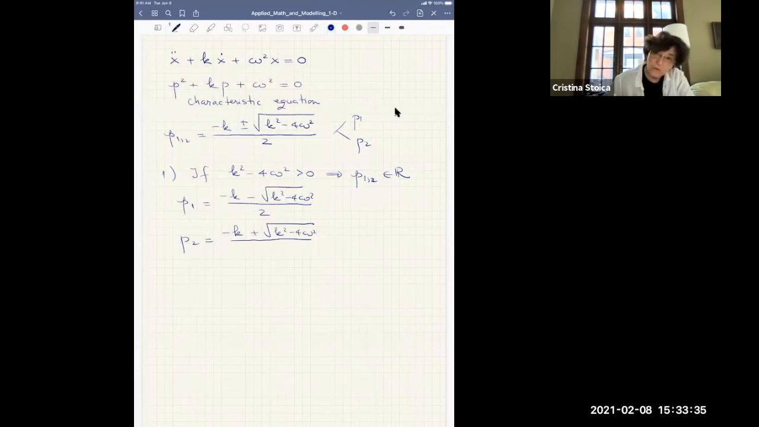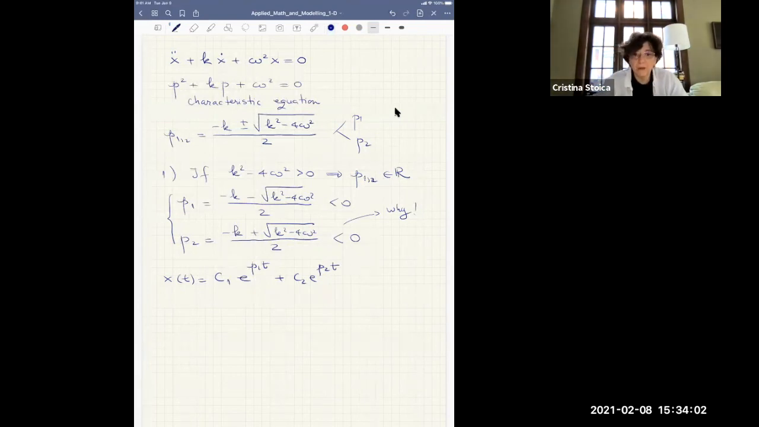Obviously this is negative. You can prove that, so we're going to have a little discussion that this is negative as well. I'm going to show you why in a second. And then we end up with x of t to be C1 e to the P1 t plus C2 e to the P2 t.